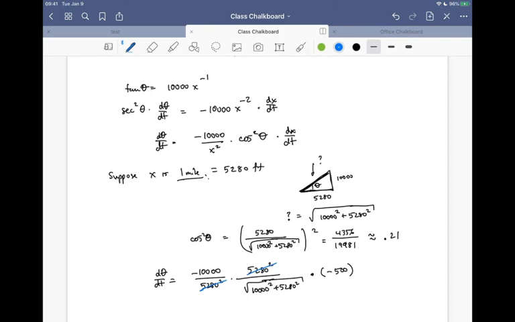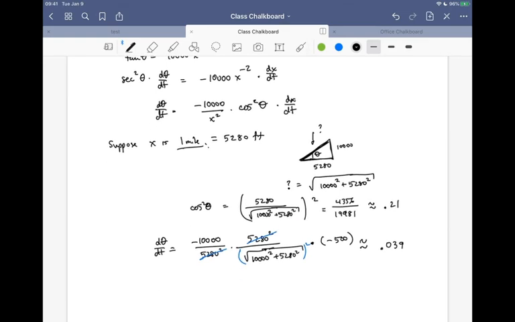Okay, so the negative 10,000 times negative 500 divided by the square root of, oh, wait, and sorry, the square root here is squared, so there's not actually a square root in the denominator, because it was cosine squared, not cosine. Okay, so I get approximately 0.039. Okay, now we have to get a little bit picky for just a minute. What are the units associated with that? So d theta dt is 0.039 what?